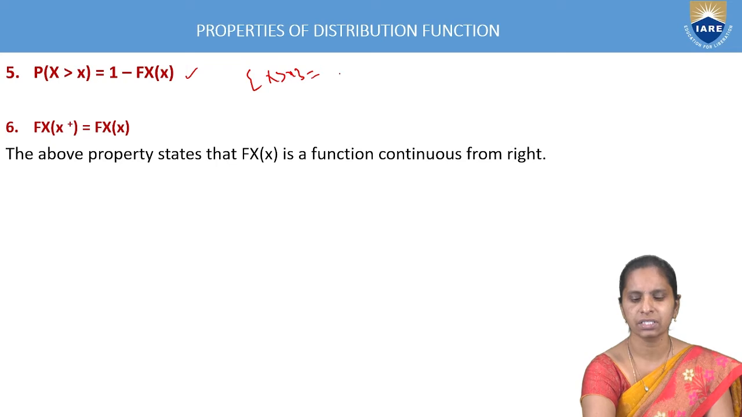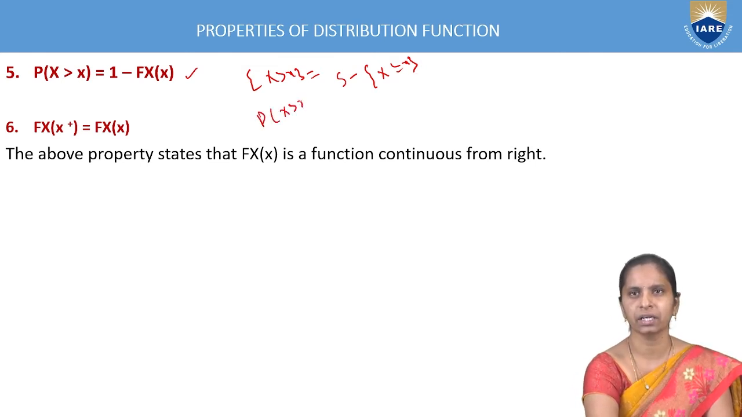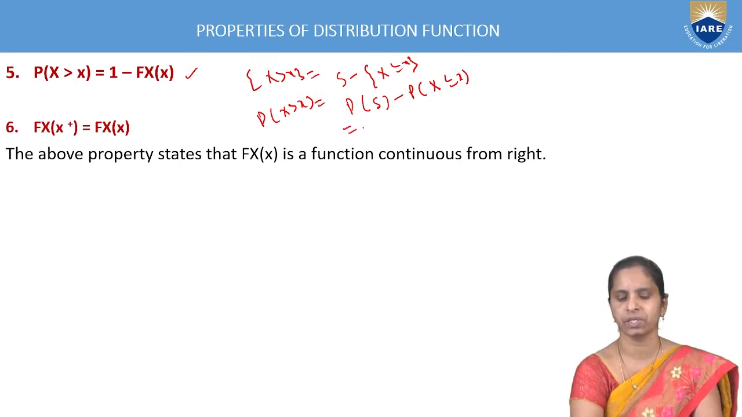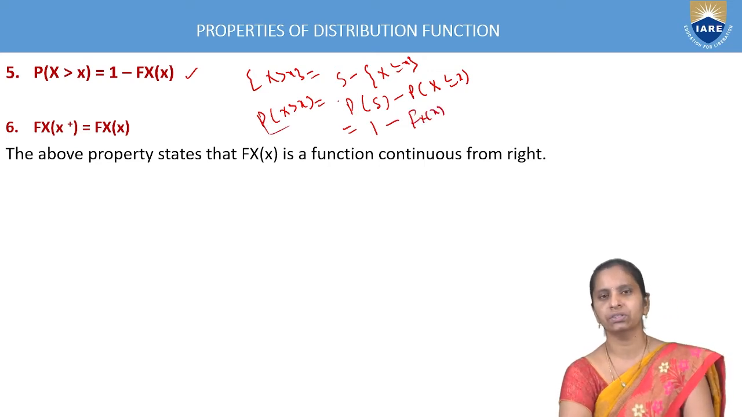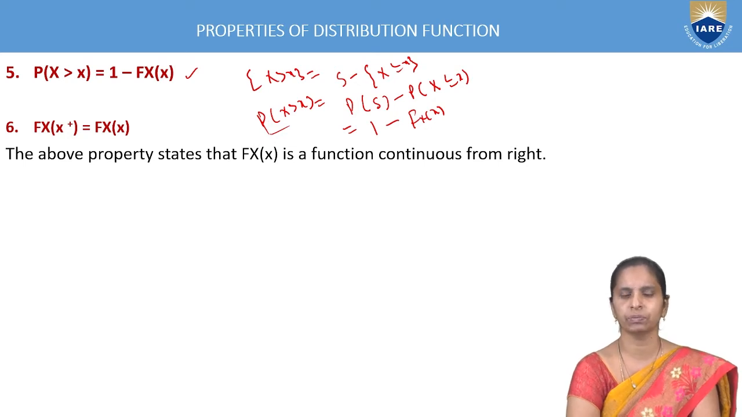Nothing but what? Here, the sample space minus the event X less than or equal to x. Now, what is the probability that X is greater than x? It is equal to P of S minus P of X less than or equal to x. What is P of S? Here, S is nothing but the sample space, so P of S is equal to 1. So, 1 minus P of X less than or equal to x, that is nothing but F_X of x. Therefore, the probability that the random variable X takes any value greater than x is equal to 1 minus F_X of x. This is your fifth property.